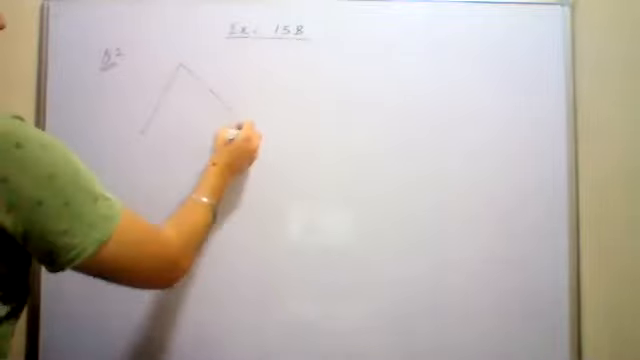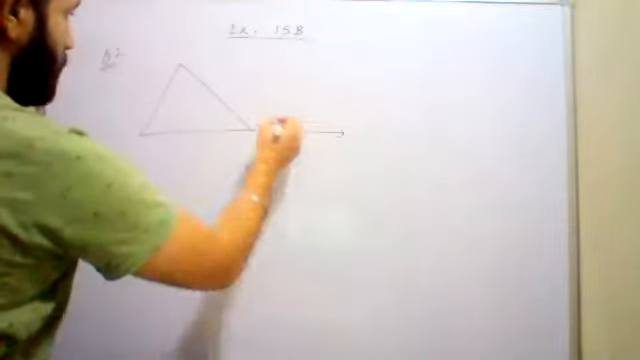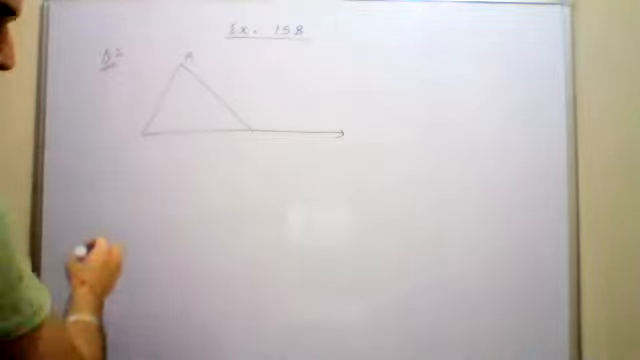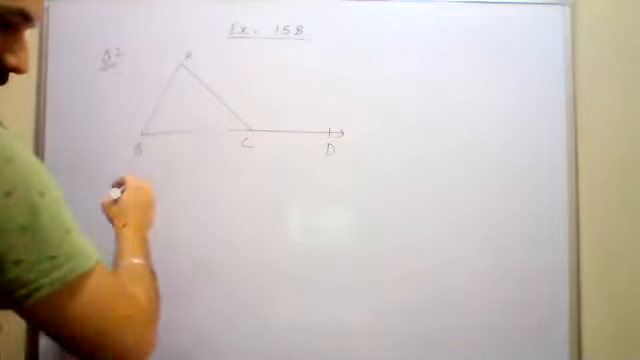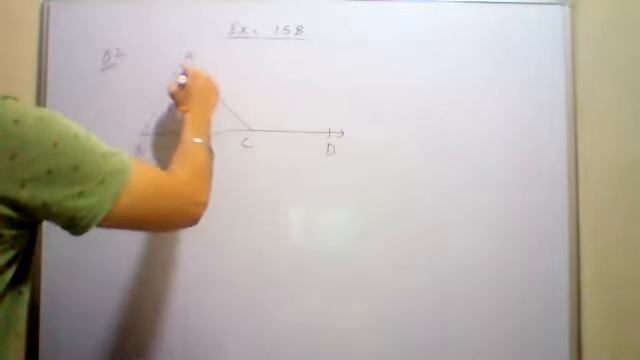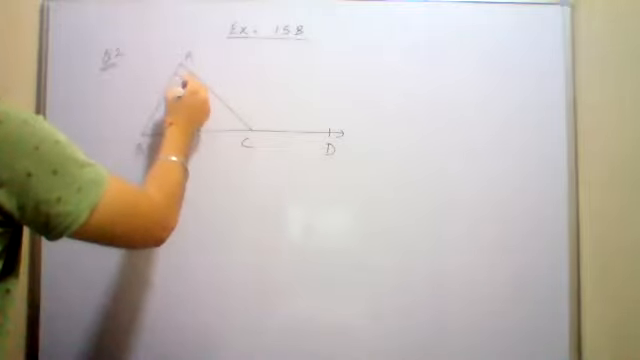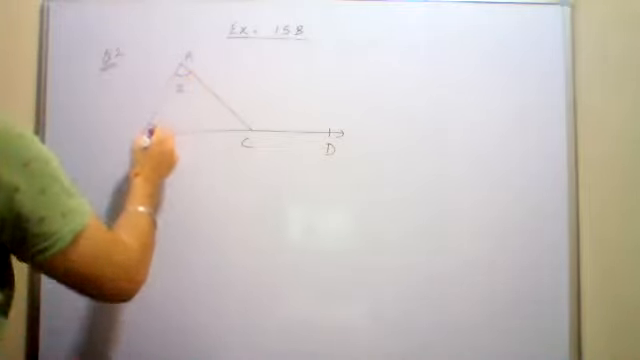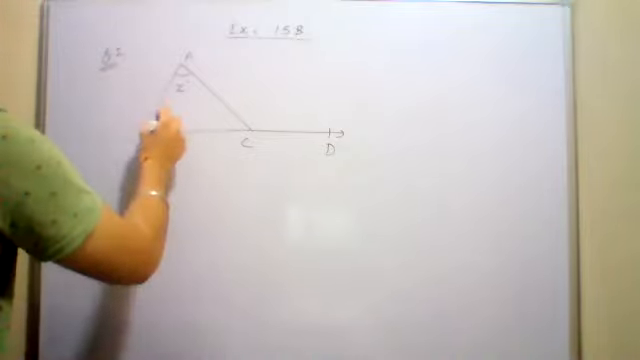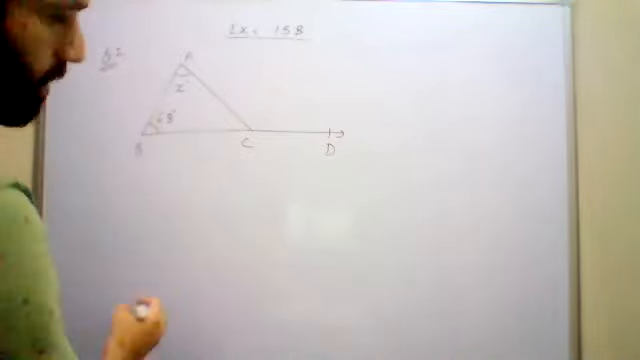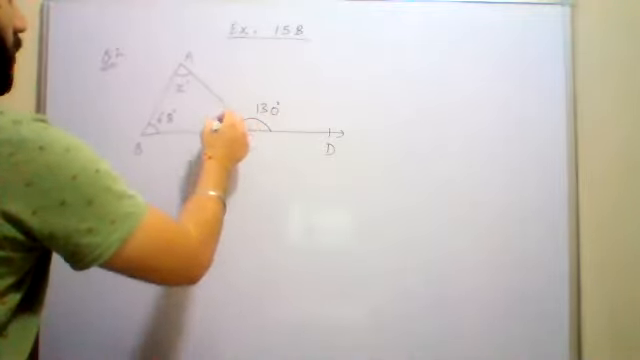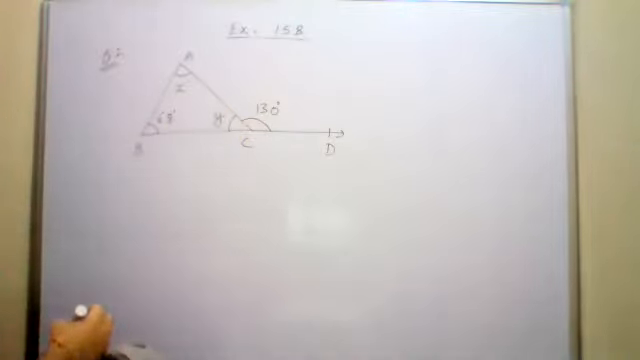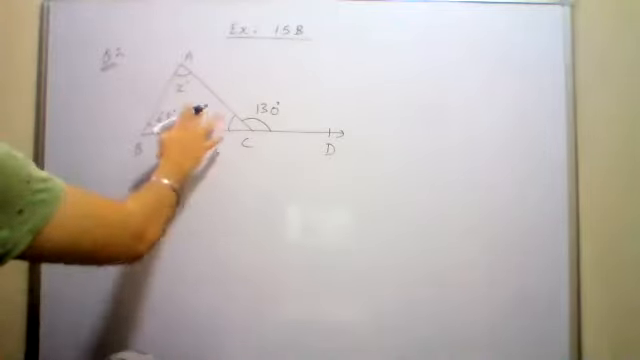again a similar figure. ABC is the triangle. This is D. This time one of the interior angles is not given. This is X. It is not given. This angle is given 68 degrees. And the exterior angle is given 130 degrees. So you have to find the value of X and Y in this. In this question, the exterior angle is given 130 degrees. You have to find the measure of angle X and angle Y.